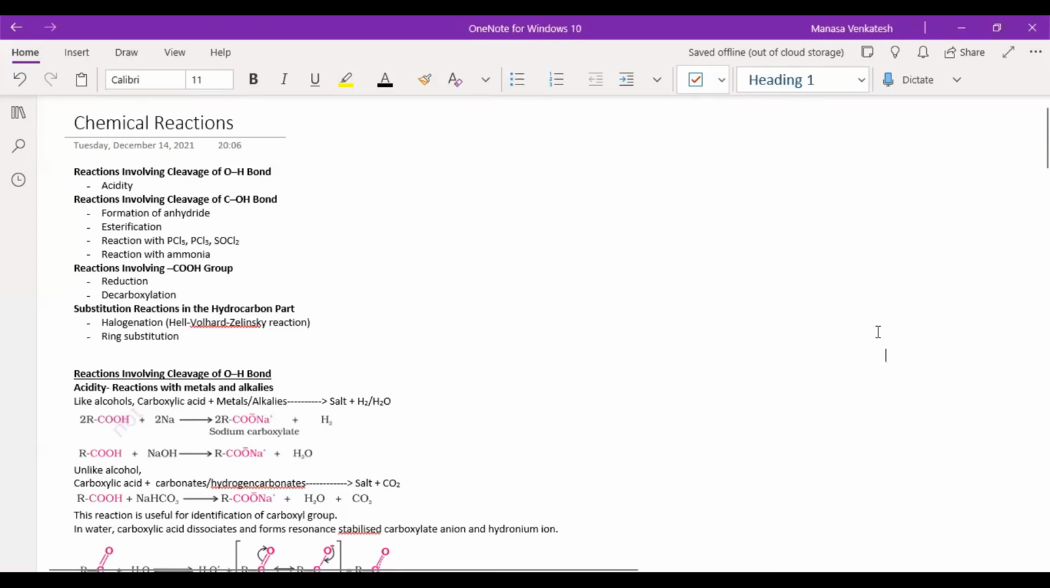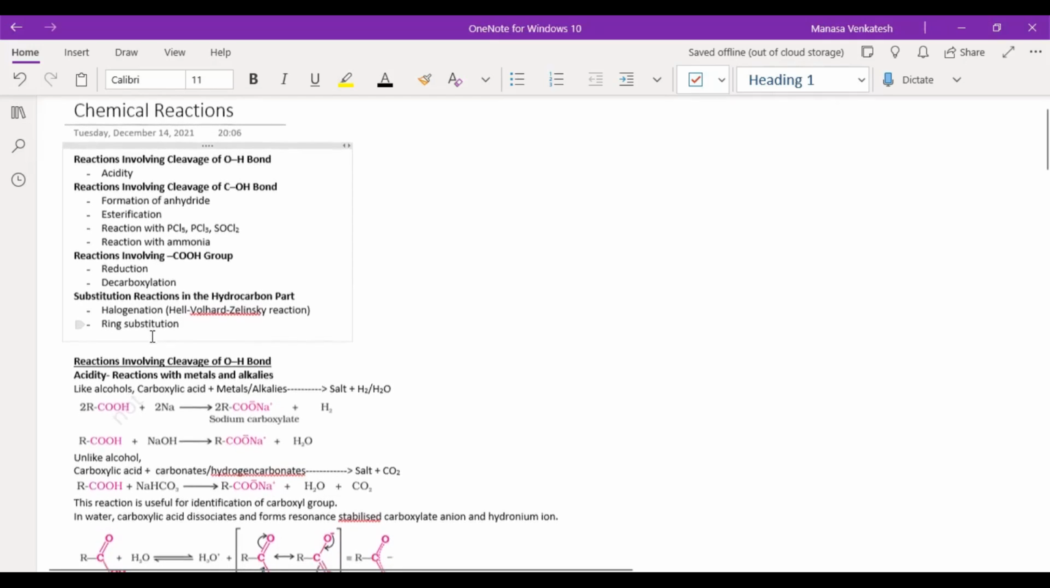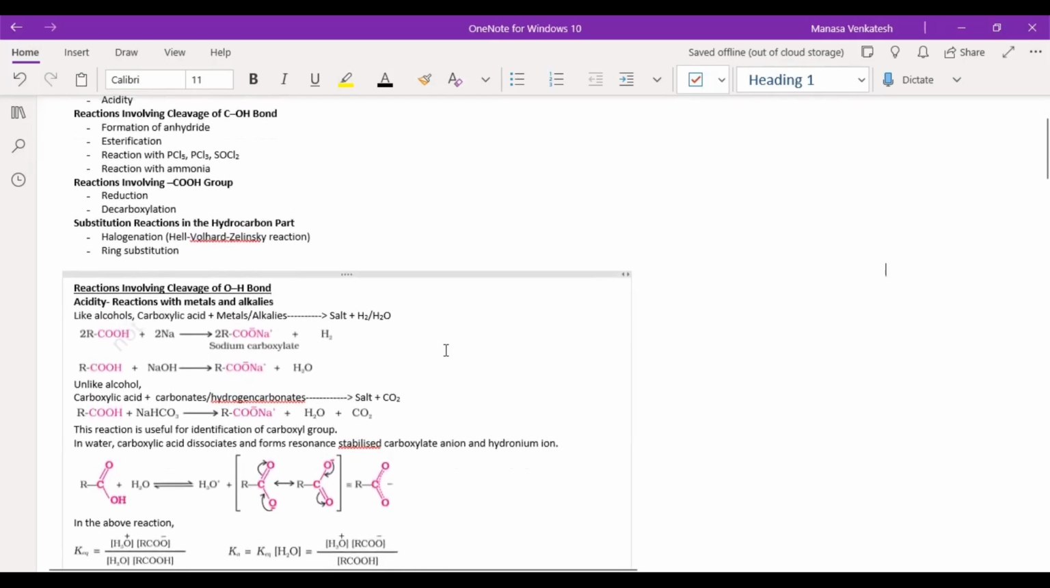Chemical reactions of carboxylic acids. These are the various reactions we'll be learning about. First is the cleavage of the OH bond. The second involves the cleavage of the C-OH bond. There we talk about formation of anhydrides, esterification reactions, reaction with PCl5, PCl3, and SOCl2, and reaction with ammonia. The last but one is reactions involving the COOH group, which are reduction and decarboxylation reactions. The last one in the lot is the substitution reaction in the hydrocarbon part, so we have halogenation and ring substitution. So let's begin.